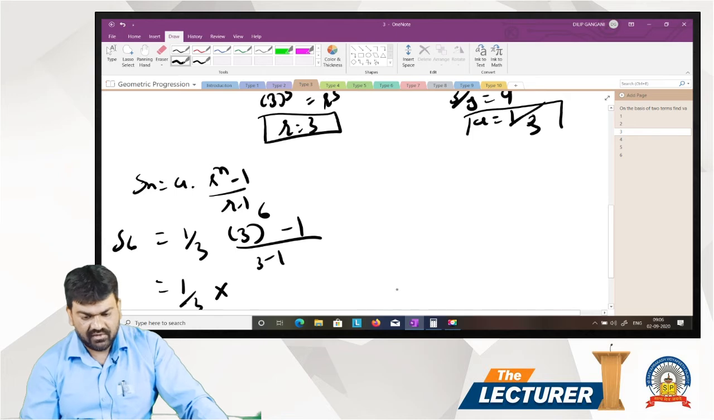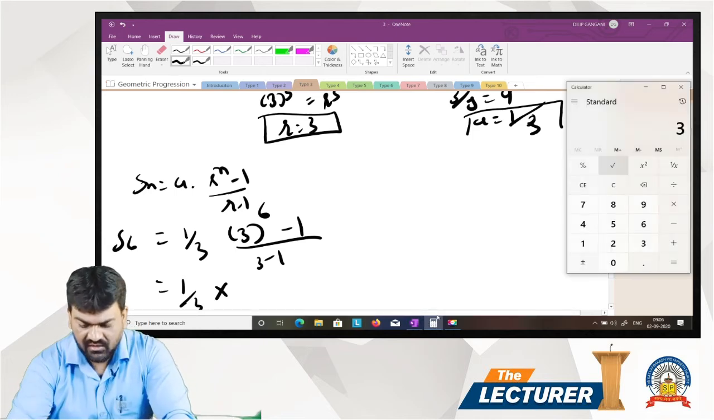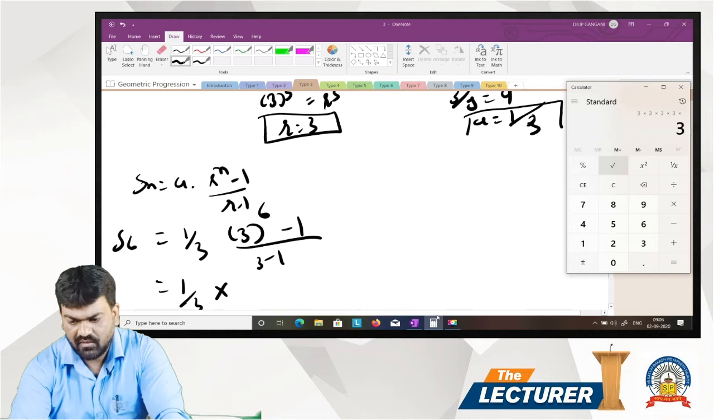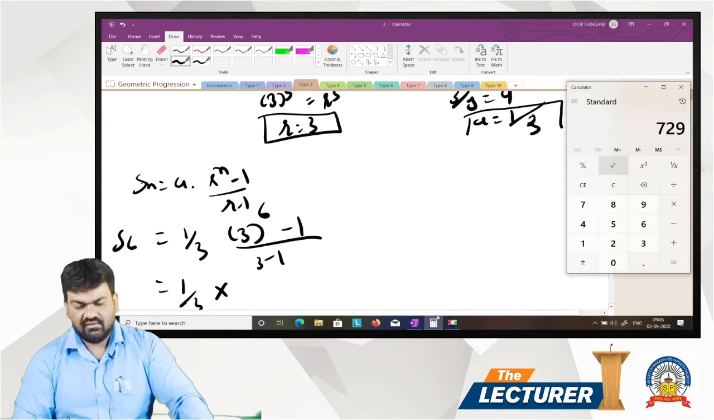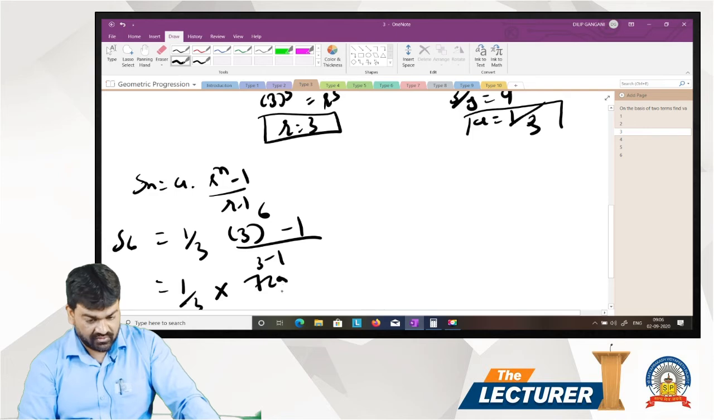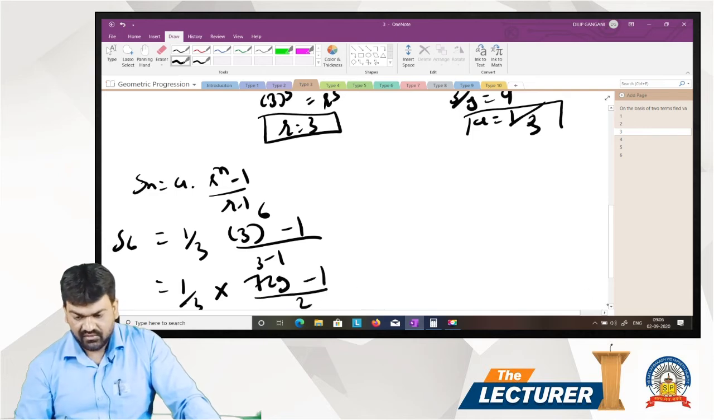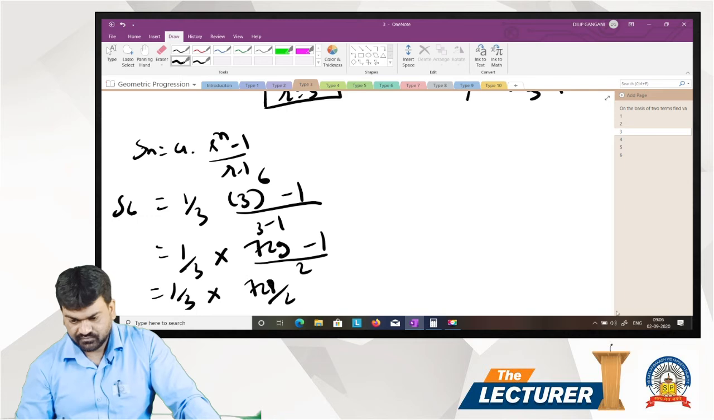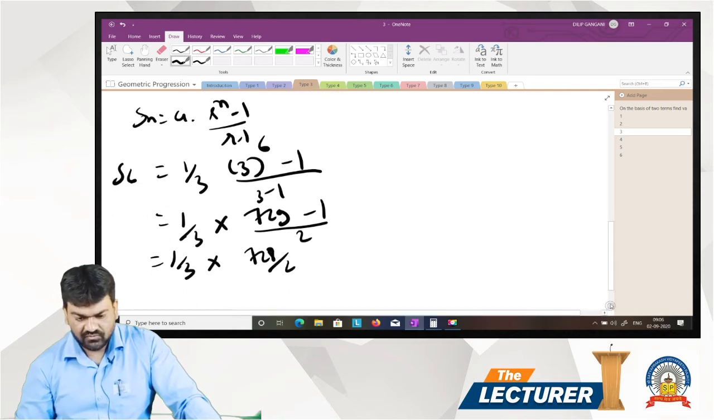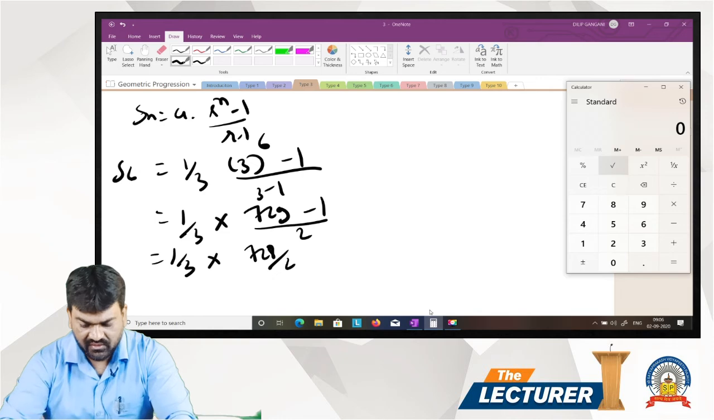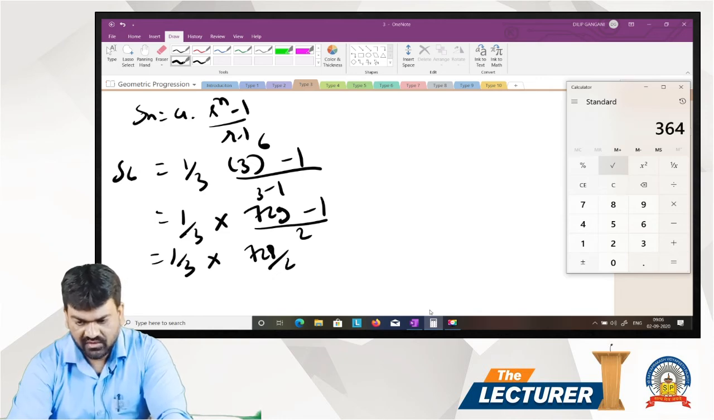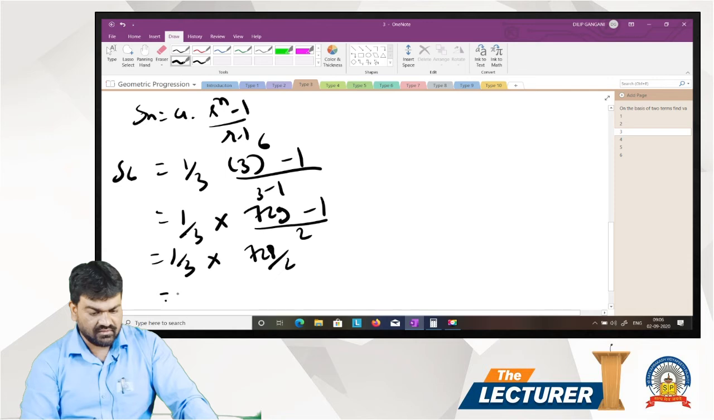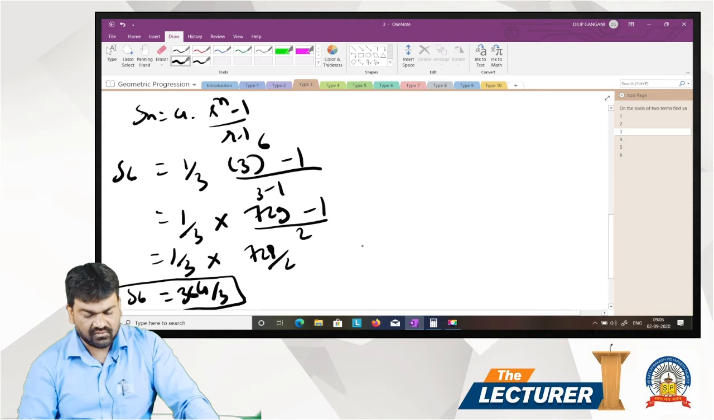1 by 3 multiplied by 3 raised to 6, that is 3, 2, 3, 4, 5 and 6. That is 729. 729 minus 1 divided by 2. 1 by 3 multiplied by 728 divided by 2. 728 by 2 is 364, divided by 3. This is S6. This is your answer.